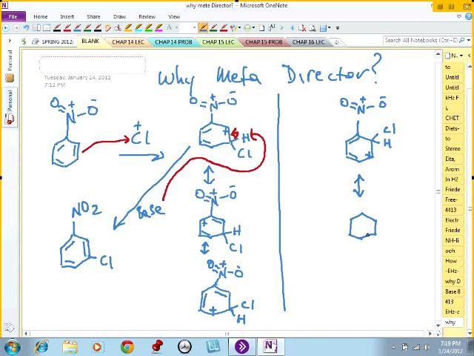Now you see why I delayed the mechanism to the end. If I had started the mechanism at the beginning, you guys would have run out of here, right? I gave you the reaction first, and now we're dealing with the mechanism.